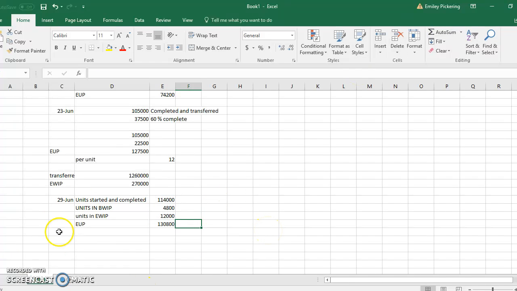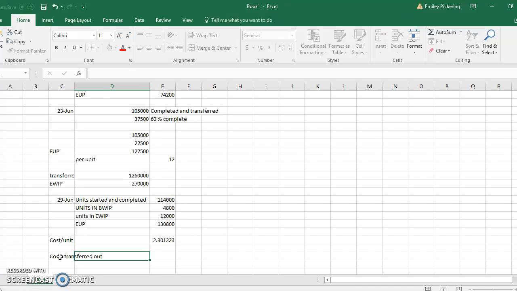The second part is to get the cost per unit. So I'm going to take my total cost of, I think they said it was 301,000. I'm going to divide it by my equivalent units of production. So my cost per unit is $2.30, just about. And then the last part is to figure out my cost transferred out and what's in ending.